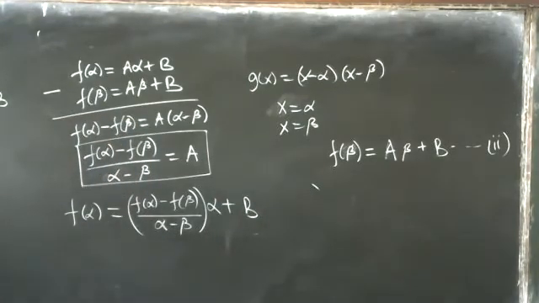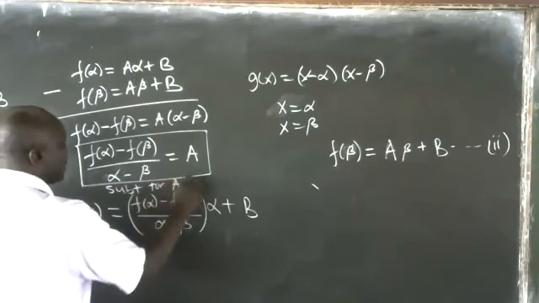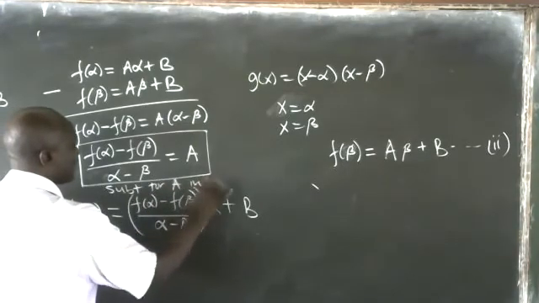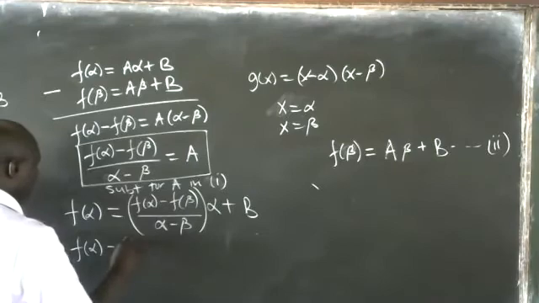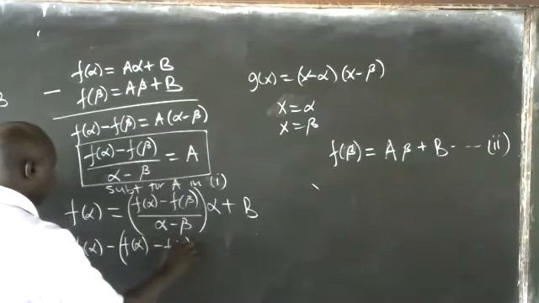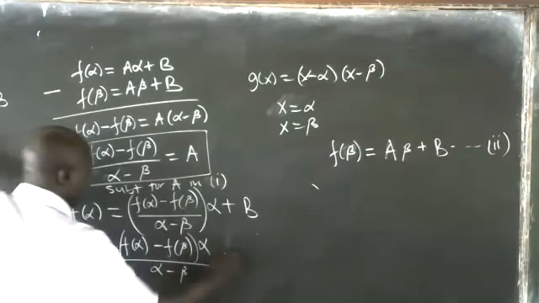Then we are substituting for A in equation 1. We want to make B the subject. In equation 1, you shall have that. We multiply through, we bring them on the same side. So F alpha minus F alpha minus F beta times alpha over alpha minus beta is equal to B.